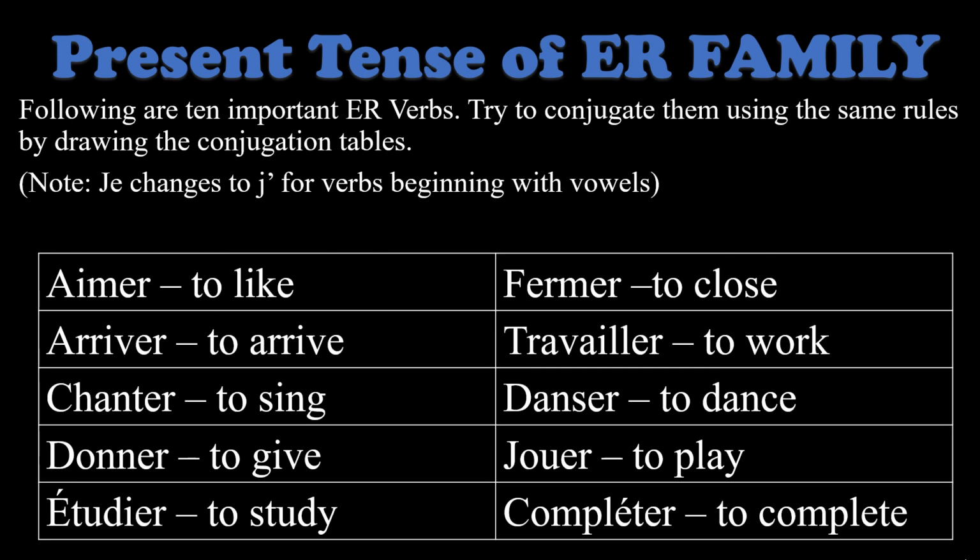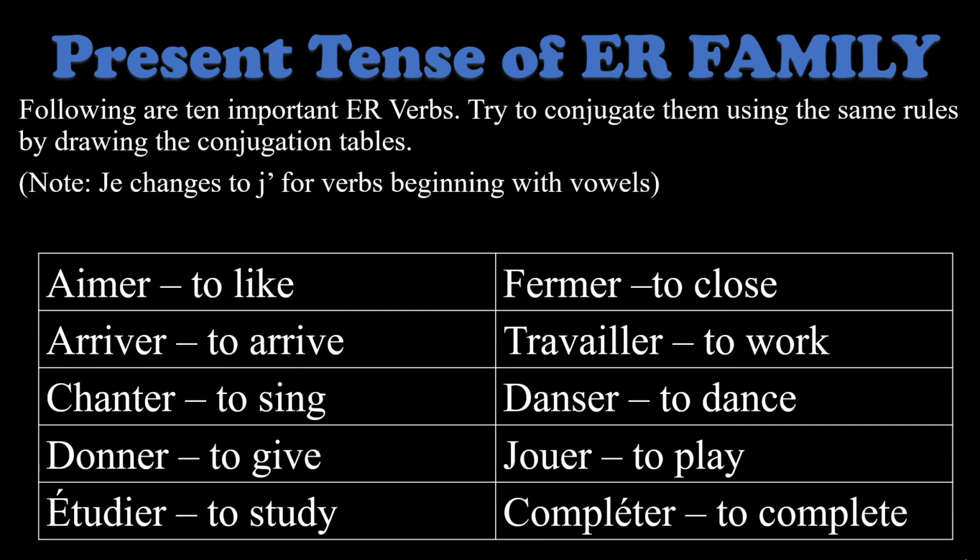Now, on this slide, I've given you a list of 10 common ER verbs. Let's go through them. Aimer is to like, arriver to arrive, chanter to sing, donner to give, étudier is to study, fermer is to close, travailler is to work, danser to dance, jouer to play, and compléter to complete.